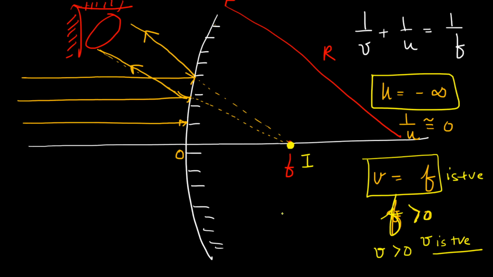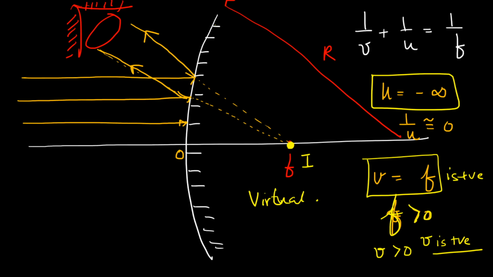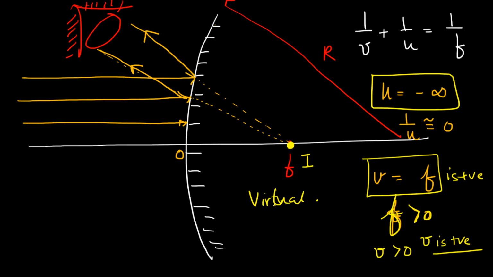Such an image which is to the right of the mirror is called virtual. And the previous time, oh my god, I should have mentioned this, the previous time, the image was to the left of the mirror. Image to the left of the mirror is called real. And if the image is on the other side of the mirror, inside the mirror, a world inside the mirror, then we say that the image is virtual.